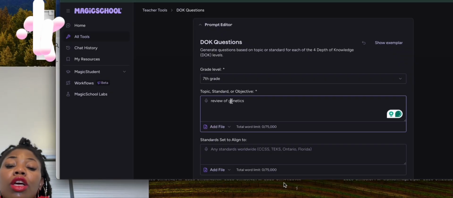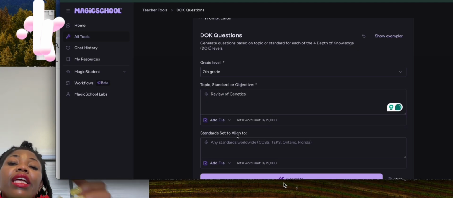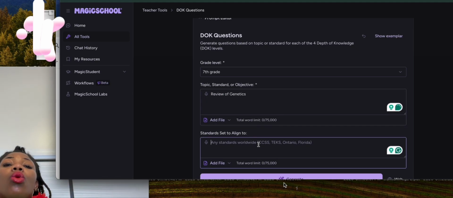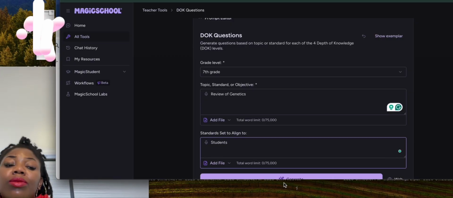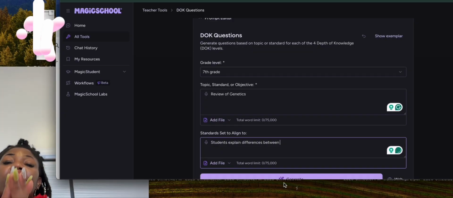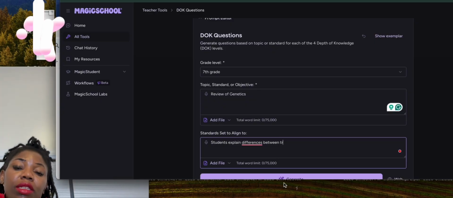In this box, you want to set what topic you're doing or the objective of that lesson. Go ahead and enter it as a phrase or as a complete sentence. It's just going to be all right with Magic School AI. Yes, it's seamless and easy. What are the standards? Here in this box, you would load in your standards. Maybe you can say students would explain the differences between a trait and a heredity characteristic.